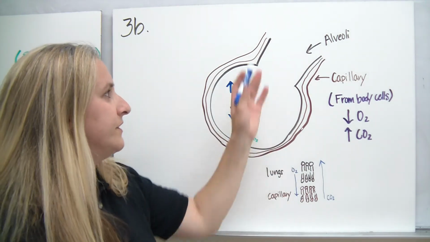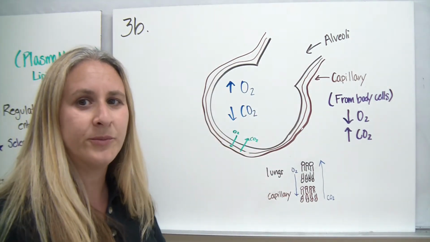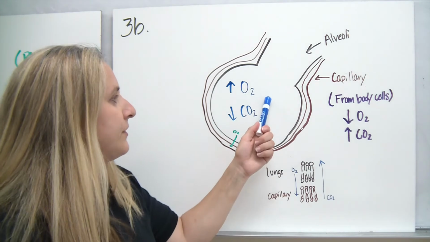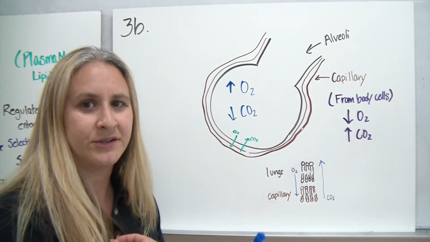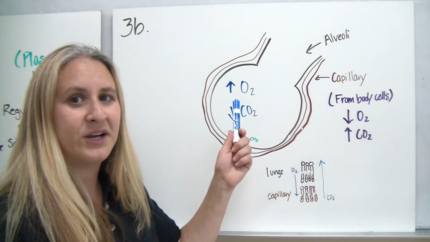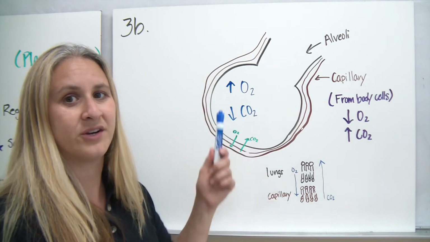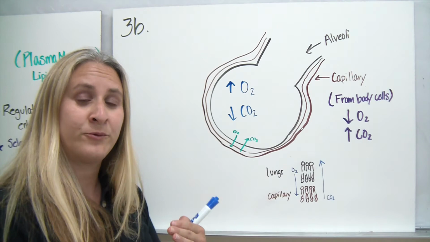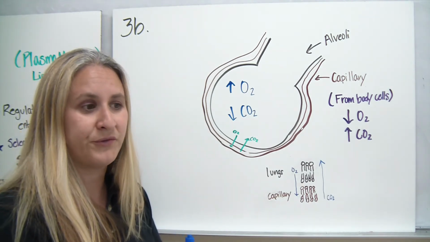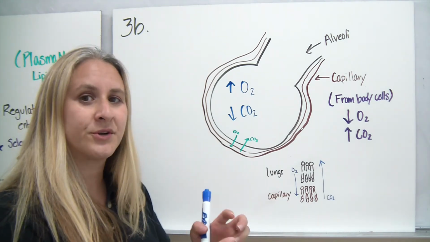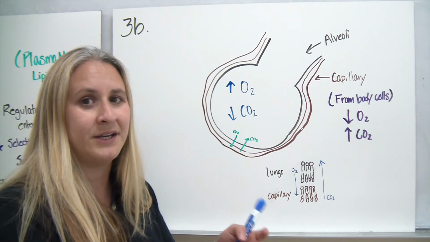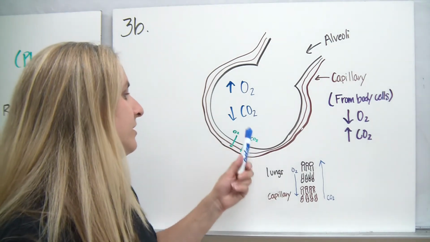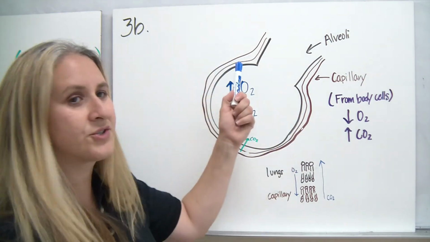So this is a blown up view of the drawing that we had on the other board of the alveoli. And if you think about the air that you breathe into your lungs, fresh air, that fresh air has a very high concentration of oxygen compared to carbon dioxide. So if we remember that definition from before, that the molecules are going to move from an area of high to an area of low concentration, we also need to think about the bloodstream.